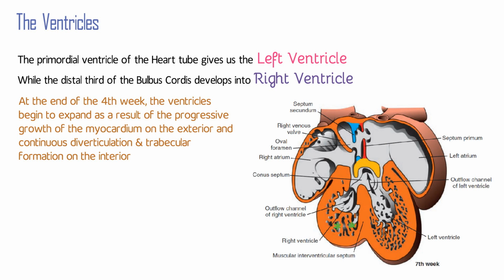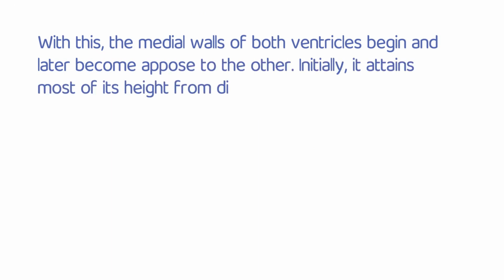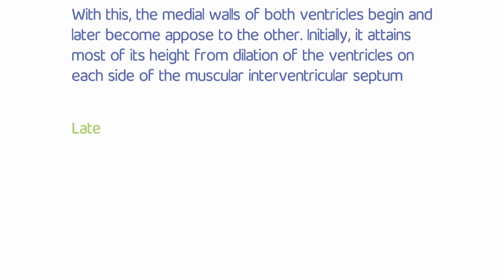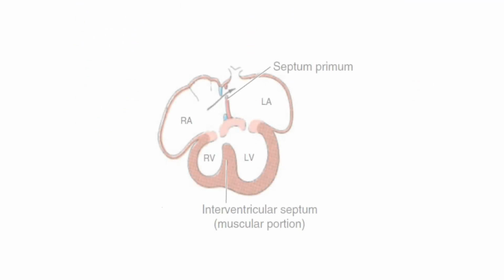Each ventricle begins to expand as a result of progressive growth of the myocardium exteriorly and continuous diverticulations and trabecular formation on the interior. As a result, the medial wall of both ventricles begins to oppose against each other and subsequently merge. Initially, the newly formed muscular interventricular septum gains height with the dilation of each ventricle, but later, the size of the septum increases owing to the active proliferation of myoblasts in the septum.